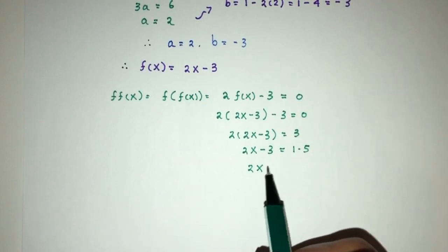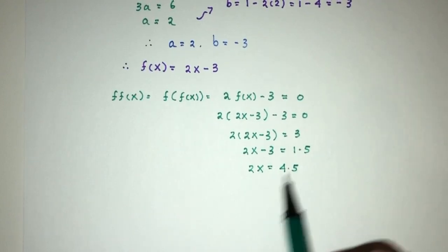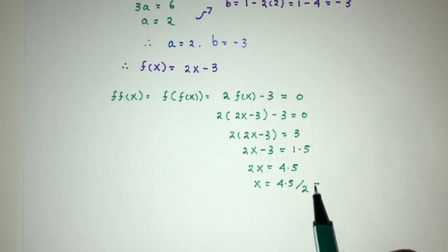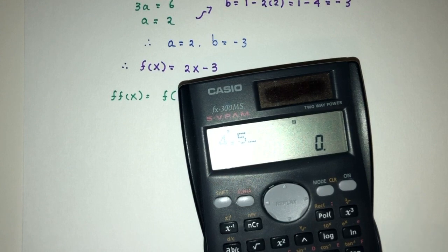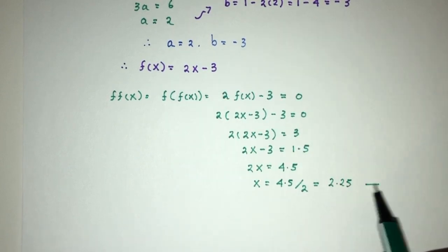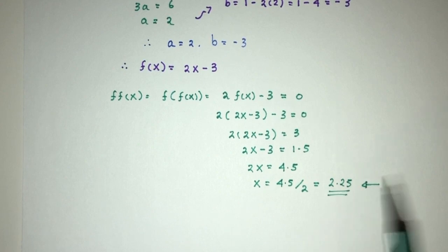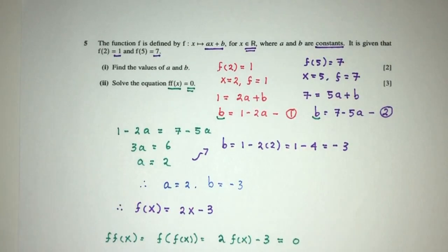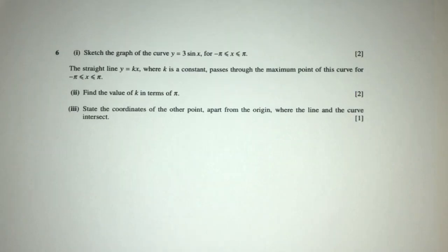Now 2x, that will be 4.5. x has to be 4.5 divided by 2. That will be 2.25. So this is your answer for the question in regards to function f of x equal to ax plus b. Let's move on to the next question.